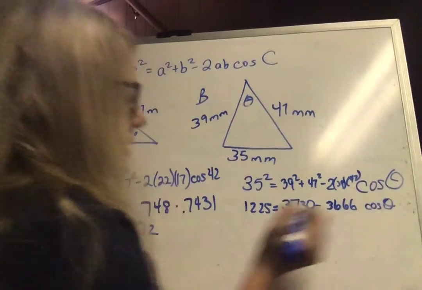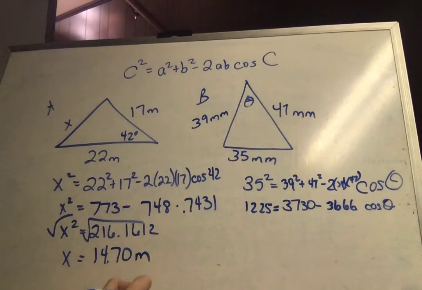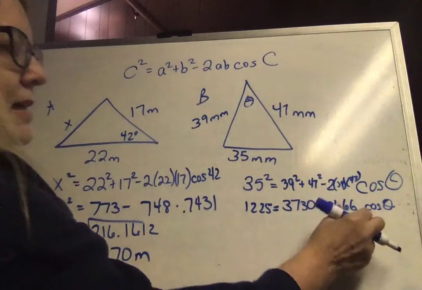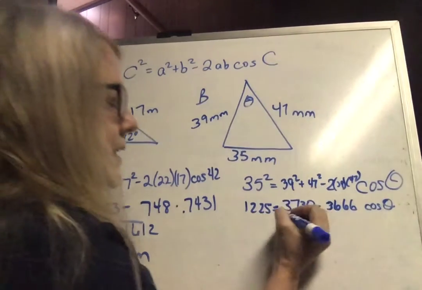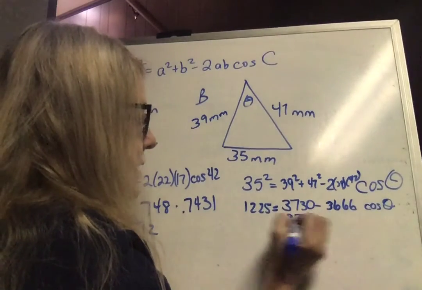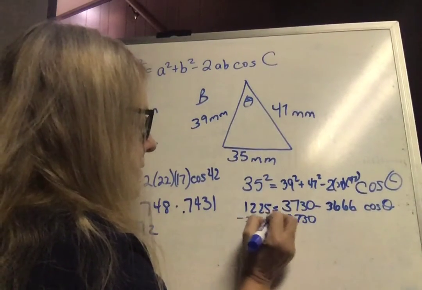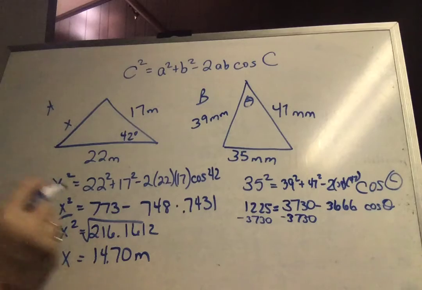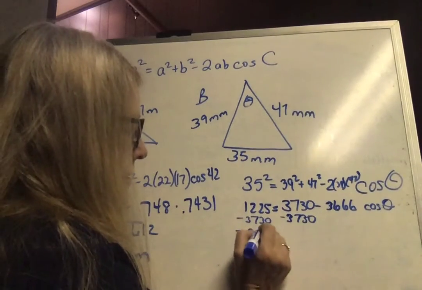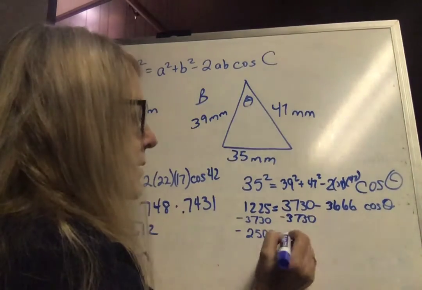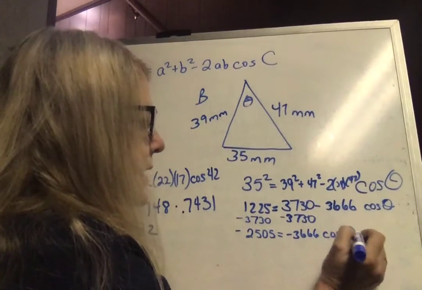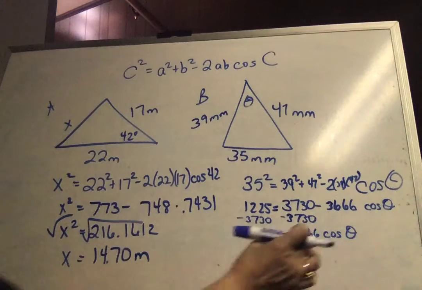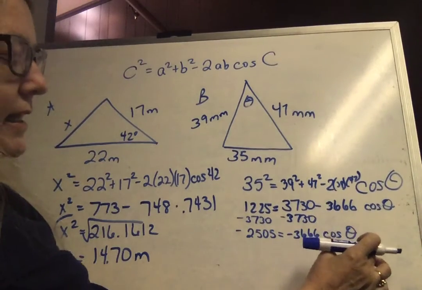cosine theta. Okay, so next step, algebraically, this is basically my x, right? And it's attached here, so I'll get rid of the 3730. And I get negative 3666 cosine theta.